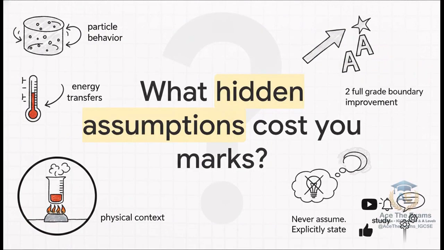So I want to leave you with this vital question. What hidden assumptions are costing you marks in your past paper answers? Are you assuming the examiner knows what you mean when you write a generic sentence about particles? Never assume. Explicitly state the particle behavior, the energy transfers, and the exact physical context of the question. Until you address your hidden assumptions, you are quite literally leaving marks on the table.